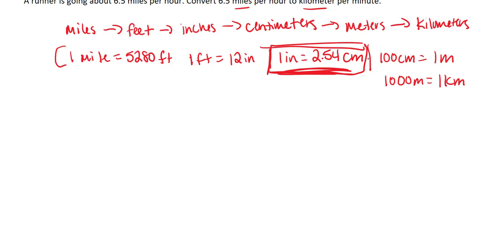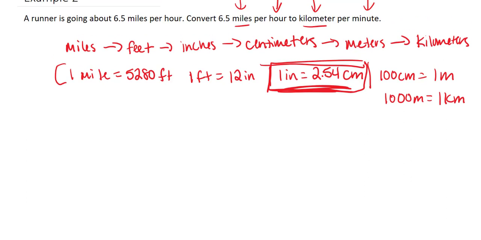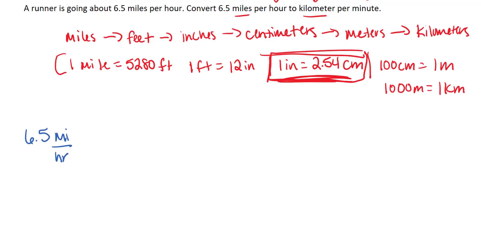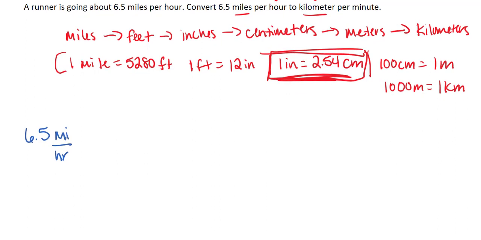So let's go over this. We have 6.5 miles per hour, and let's go ahead and convert that to kilometers. So we're going to convert just the miles first. We need to get rid of miles, so we would put miles on the bottom, and then we would put the feet on the top, because of this.